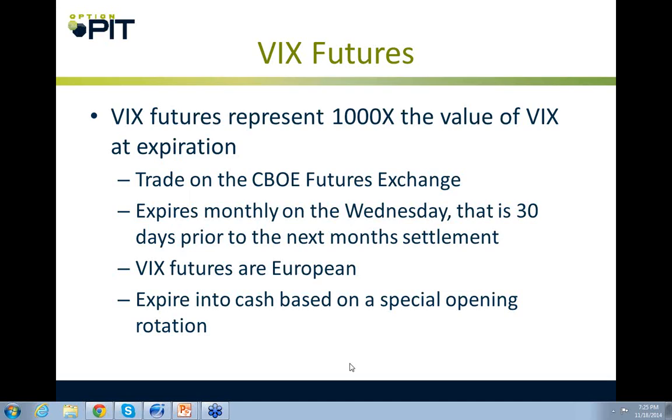VIX futures represent 1,000 times the value of the VIX at expiration. So if the VIX settles at 13.99, the VIX future is worth 1,000 times 13.99. They expire monthly on the Wednesday that is 30 days prior to the next month's settlement. If you think that's confusing, you're right.